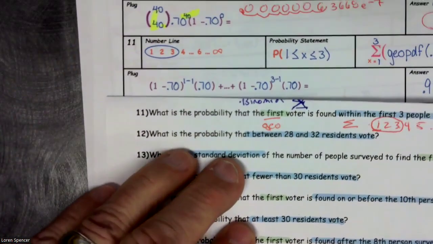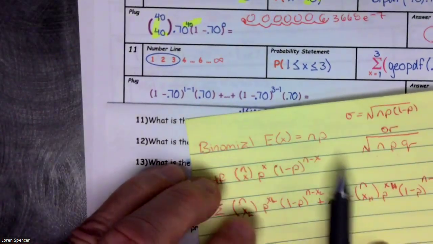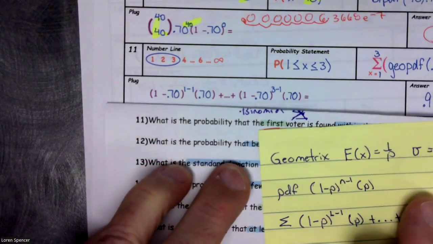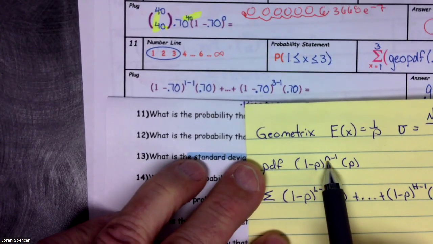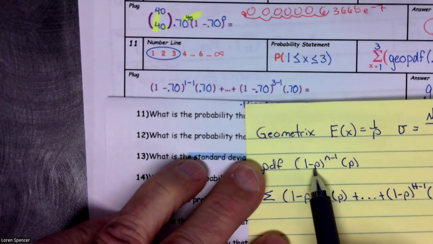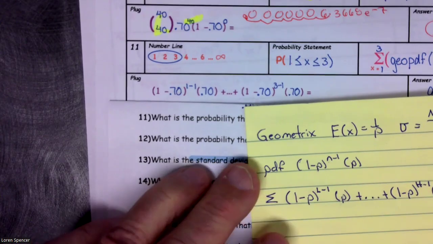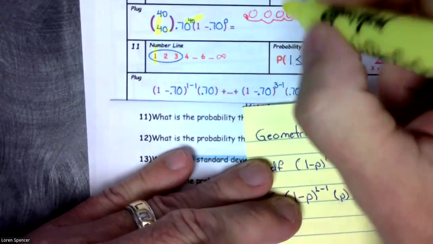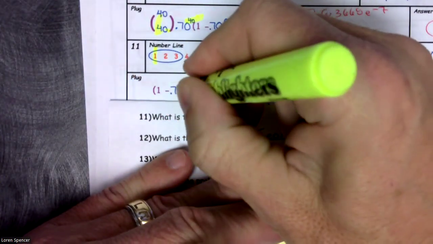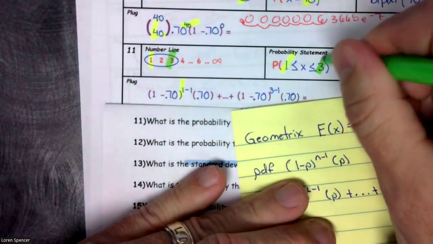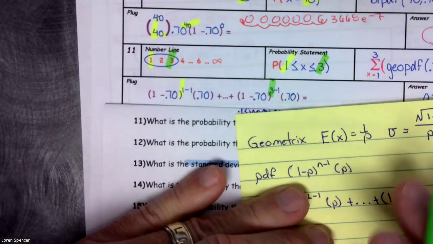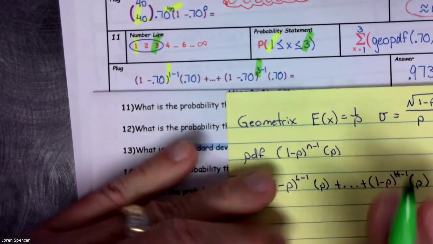Now, where did all that work come from? The plug-in comes from this formula: (1 minus p) to the n minus 1, times p. Well, p is our probability, n is our chance for success. What was our lowest value? Our lowest value was 1, and that's where this 1 comes from. And what was our highest value of interest? Our highest value was 3, and that's where that 3 comes from. And of course, the 0.7 is just the probability.